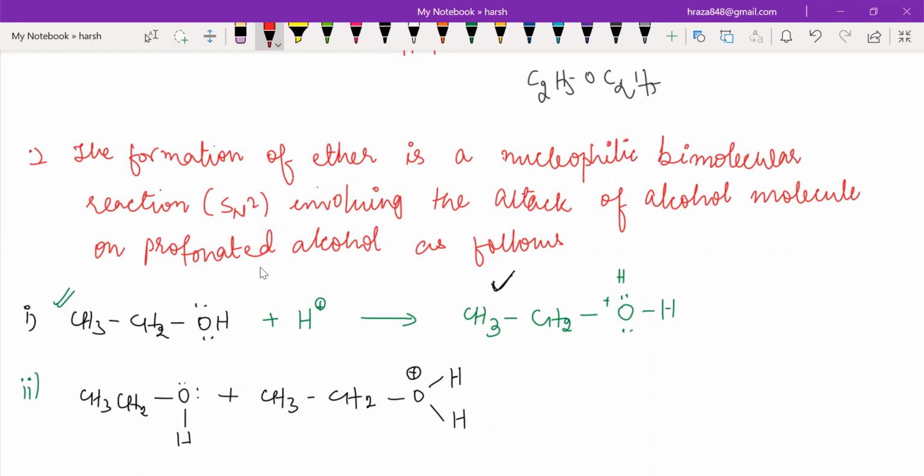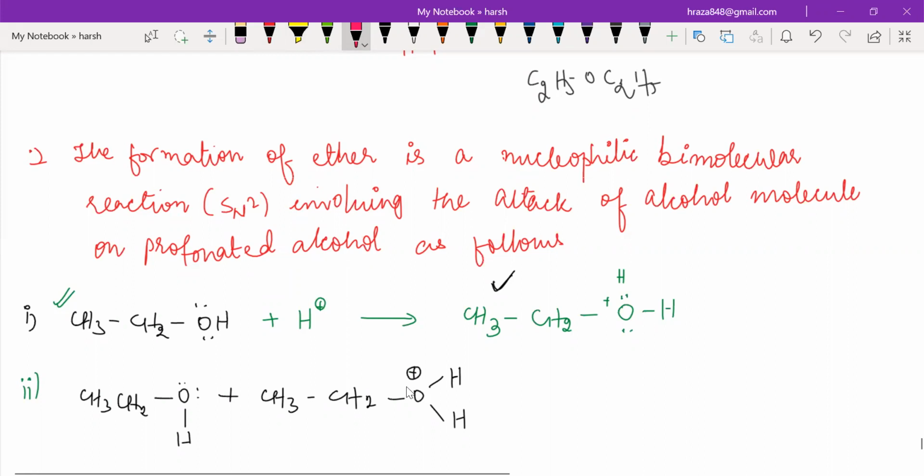Positive charge on oxygen is more stable? No, it's less stable, because oxygen is electronegative. Yes, sorry.